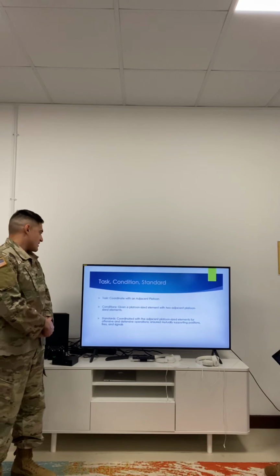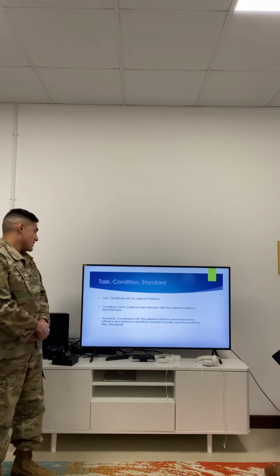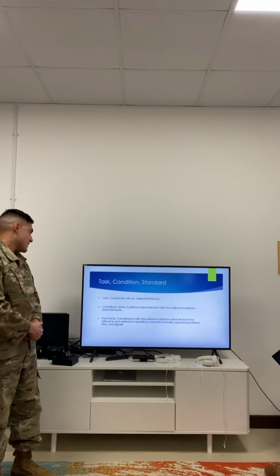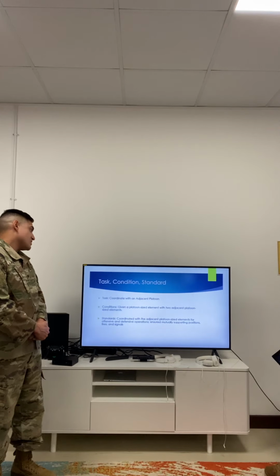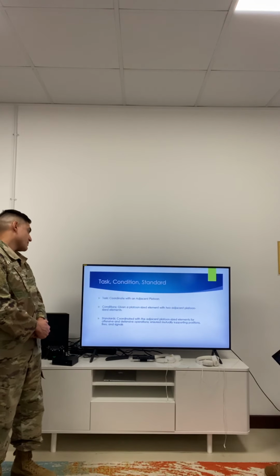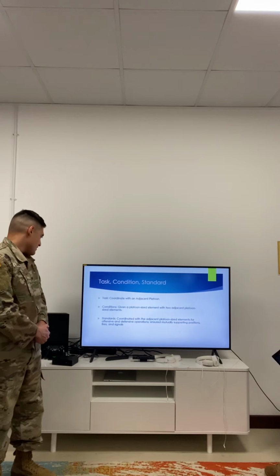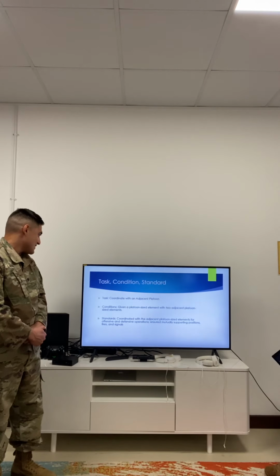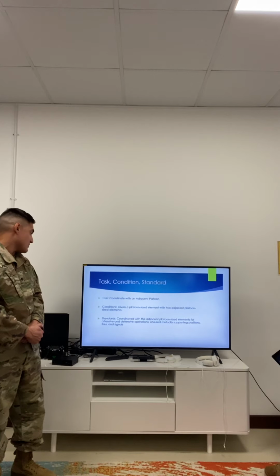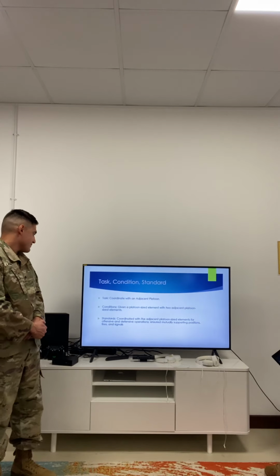Task, conditions, and standard. Our task is to coordinate with an adjacent platoon. Conditions: given a platoon-size element with two adjacent platoon-size elements. Standards: coordinate with the adjacent platoon-size element for offensive and defensive operations. Ensure mutually supporting positions, fire, and signals.